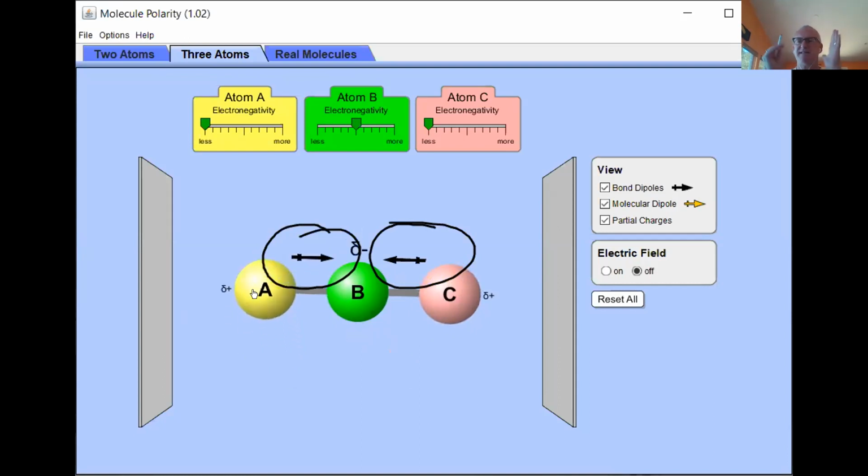They cancel each other out. They stay exactly the same size, but what's different about them? They're just the same size. We've done nothing to the bond dipoles. The bond dipoles are exactly the same as they were when it was bent. What has changed about them? The size of them has not changed. Something else has, though.